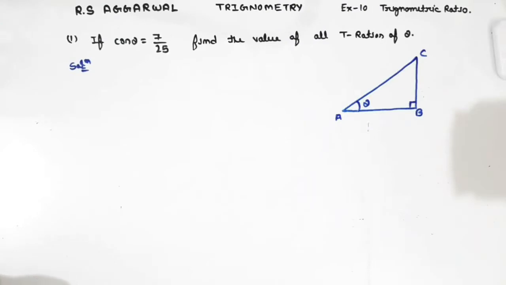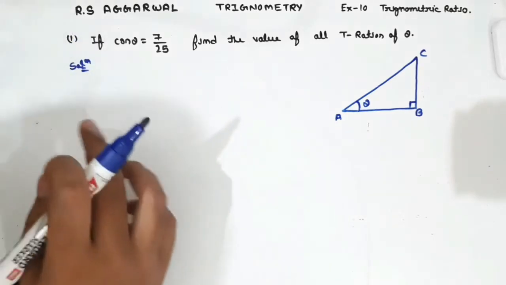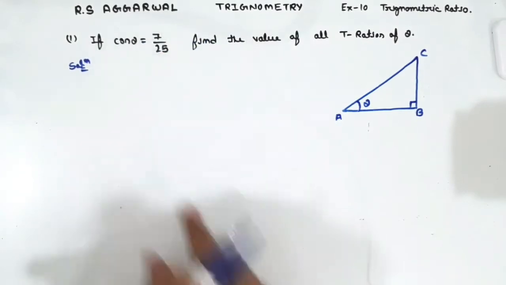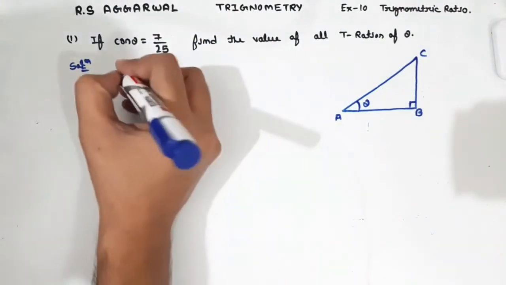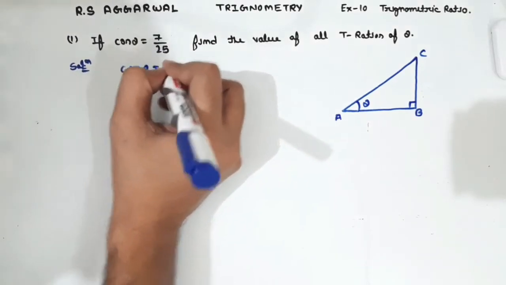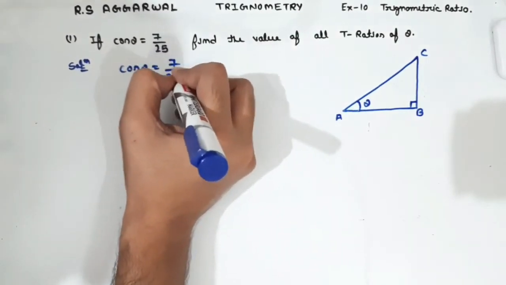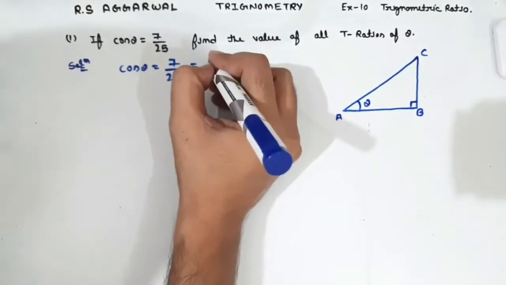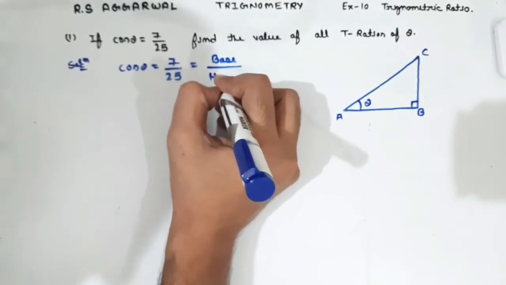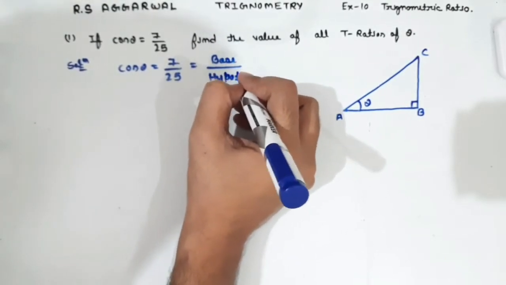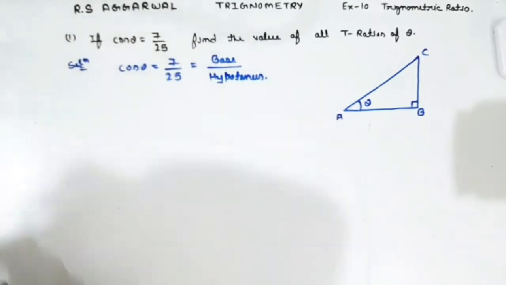R.S. Agrawal, Trigonometry, Chapter 10, Trigonometric Ratio, Exercise 10. So in question number 2, if cos theta is 7 upon 25, find the value of all trigonometric ratio of theta. So in this problem, we have given cos theta is equals to 7 upon 25. We know that cos theta is given by base upon hypotenuse.